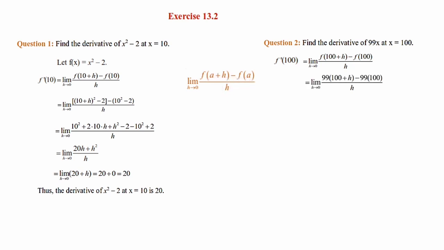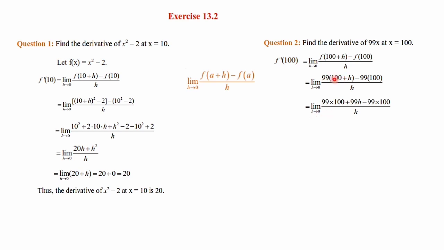Then limit h tends to 0. Here 99 into x is the function. So 99 into function x can be replaced with 100 plus h. That is 99 into 100 plus h minus f of 100 means x can be replaced with 100. 99 into 100 divided by h. Denominator is same. Limit h tends to 0.